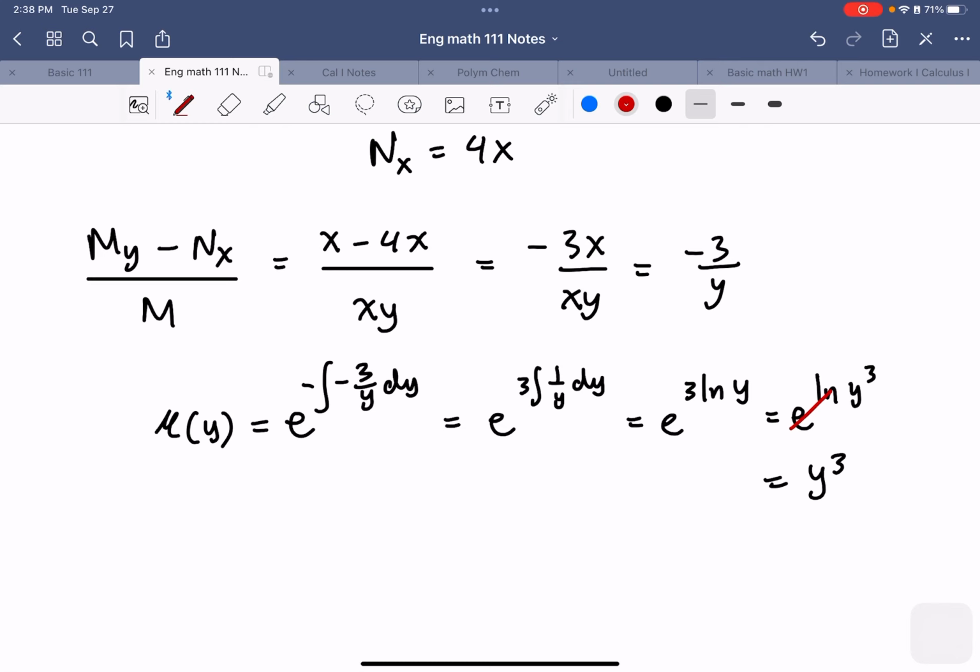Okay, we're not finished yet. So we propose the integrating factor as y to the power of 3, or y cubed. Now we are going to multiply the equation with this y cubed as our integrating factor. Okay.